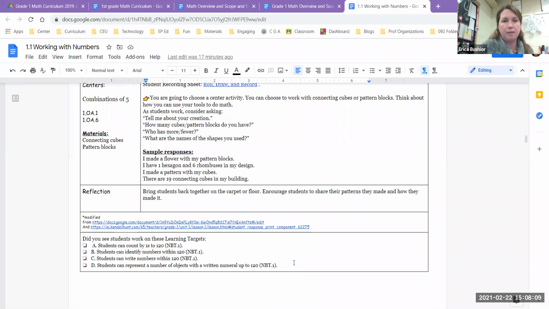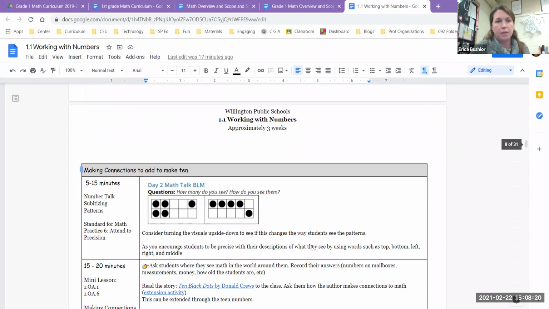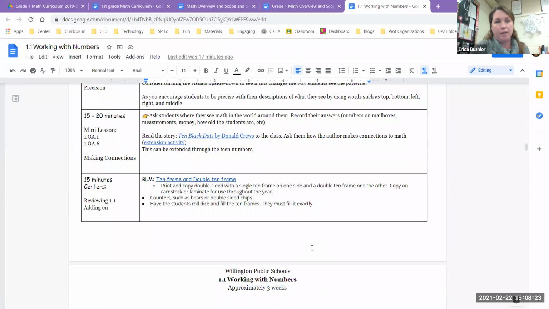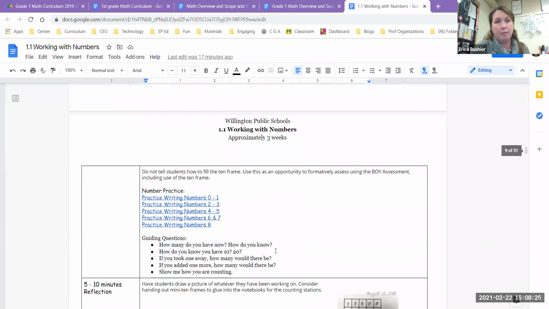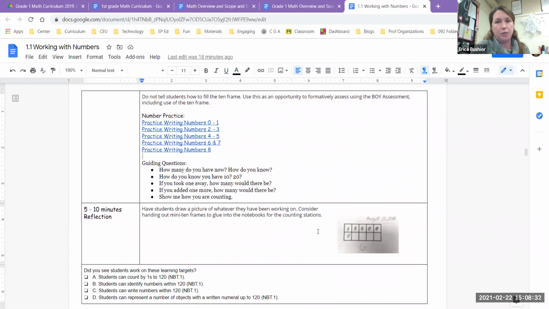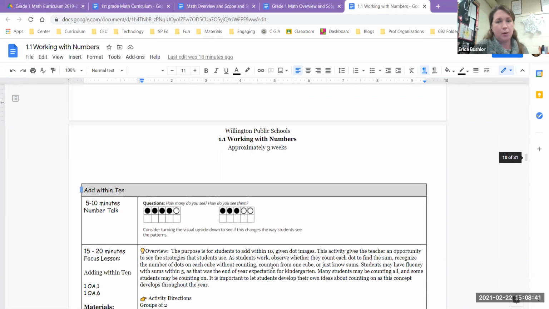And then at the bottom, as part of the teacher reflection, it asks, did I see my kids doing these learning targets, which are connected to those standards? All the lessons that follow are in the same kind of order. Anything that they need is linked in there. There are guiding questions, and then their reflection or closure. Samples of work or expectations are put in as available. Are there any questions so far?